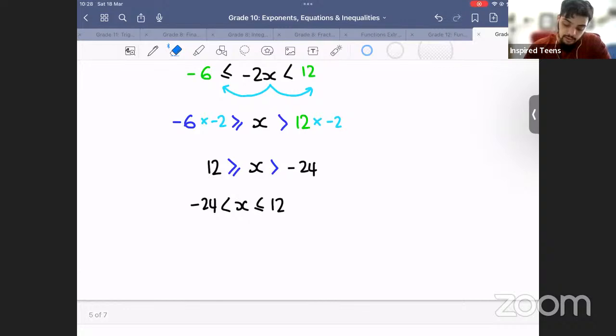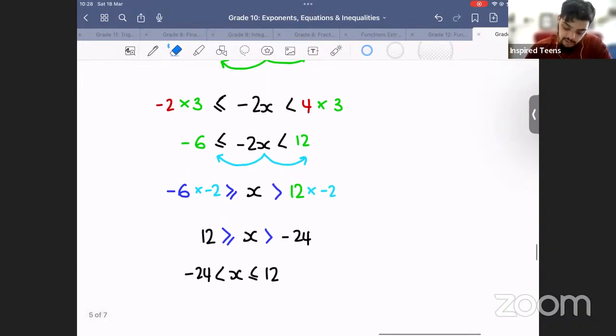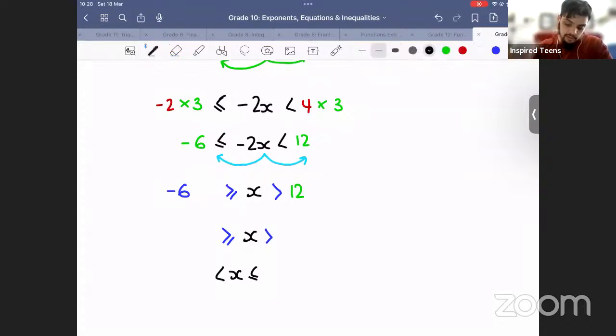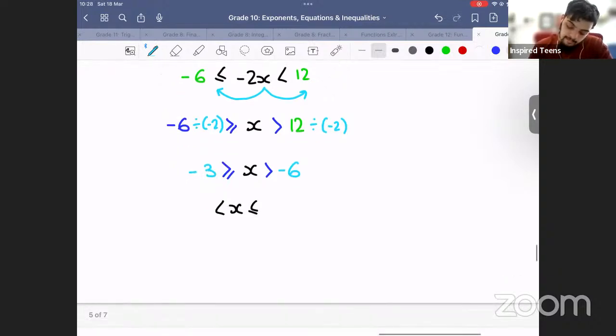Gosh darn it, yes, you're correct. Someone says I'm supposed to divide it. Yes, I was supposed to divide it, so let's change that. The reason I was supposed to divide was because it was multiplication here, negative 2 times x. I need to say divided by negative 2. So when I divide, here I get negative 6, and here I get negative 3. I think that's correct now.